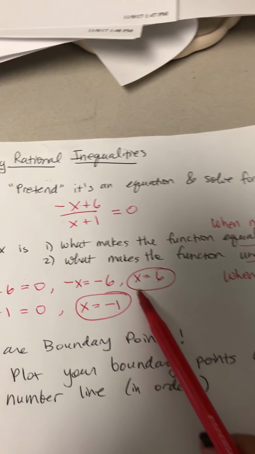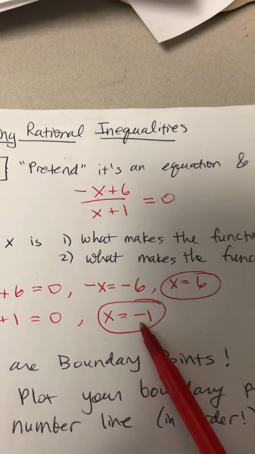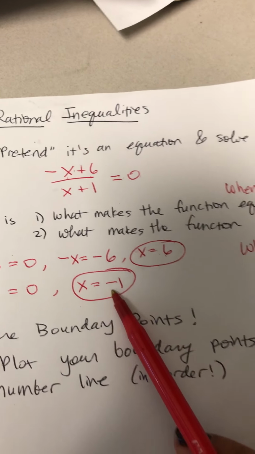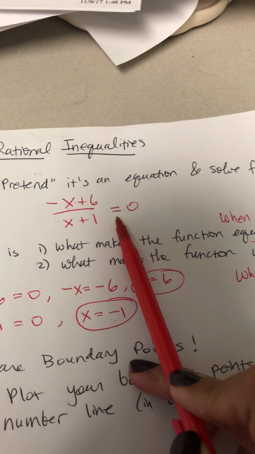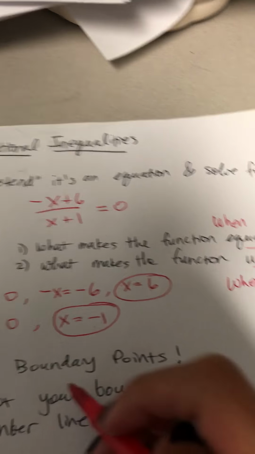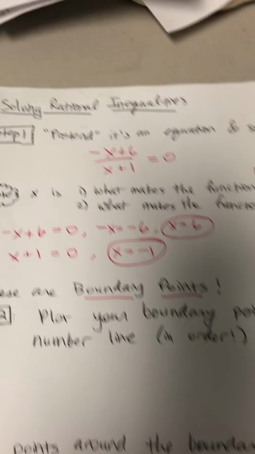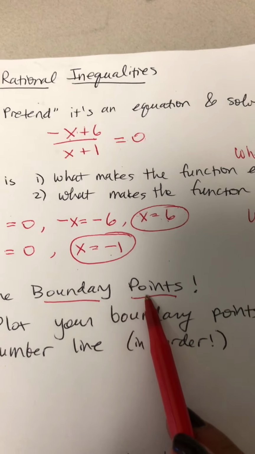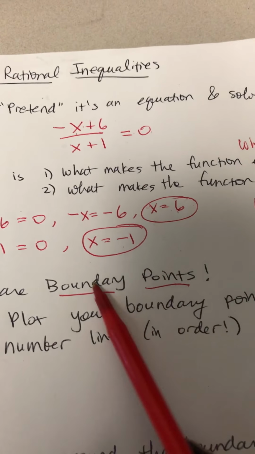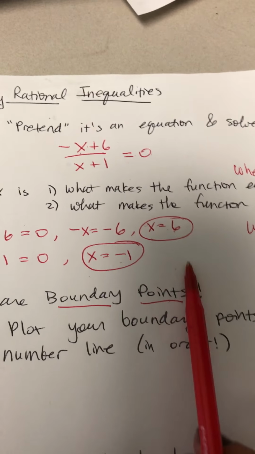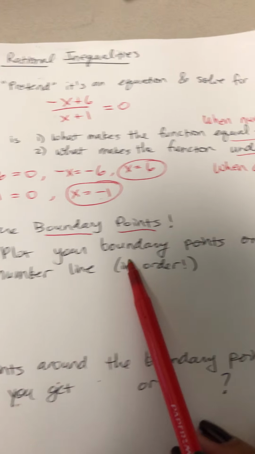All right, so here in step 1, we found that x equals 6 and x equals negative 1 are numbers that either make the equation equal to 0 or undefined. And these are what we call boundary points. If any of you take calculus in the future, this is going to be really important, because these are similar steps to what we're going to be doing in calculus as well. Boundary points.